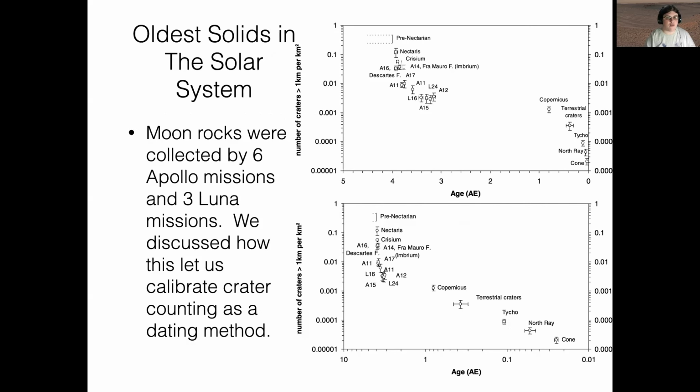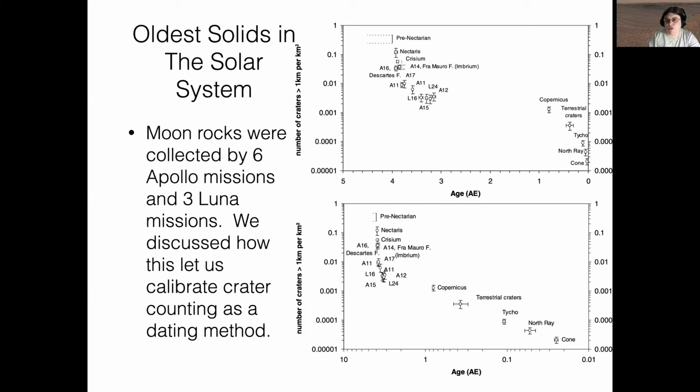Now, for the moon rocks, we talked about how they work as a crater aging, and our crater method. And this is, again, more charts of the time in terms of billions of years old. And again, that's plotted versus craters.